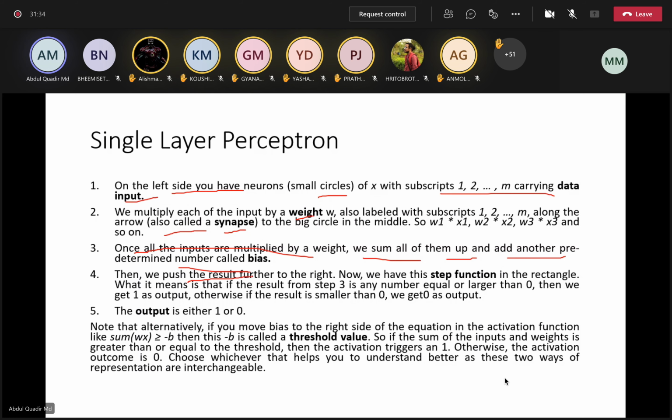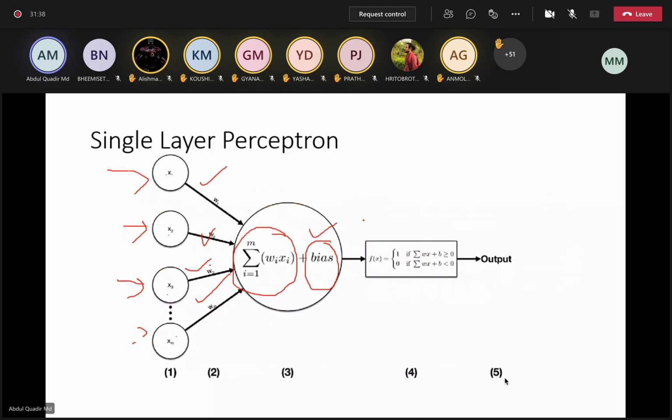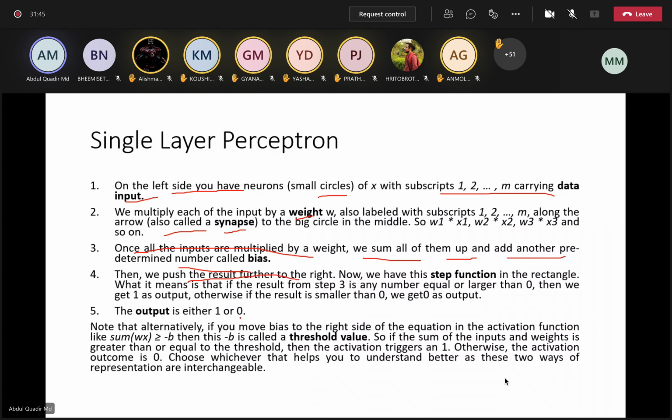Then we push the result further to the right, to the activation function, in the rectangle. It means that if the result from step 3 is any number equal to or larger than 0, we get an output of 1. Otherwise, if the result is smaller than 0, we get an output of 0. The output is either 1 or 0.